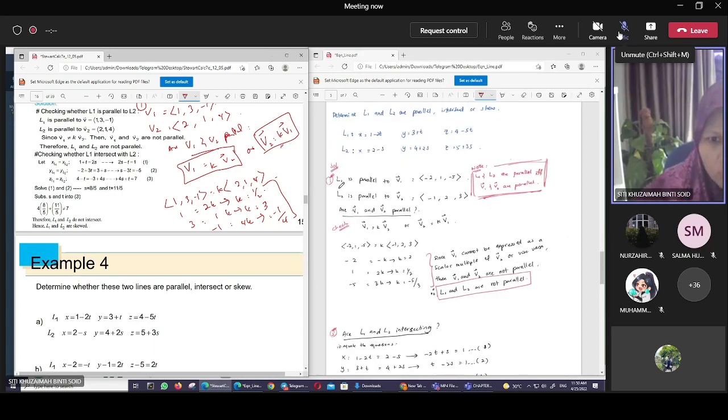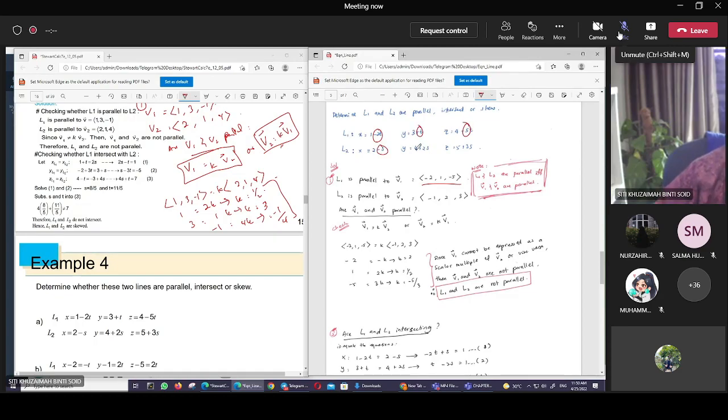The same goes for this one, to check parallel. We write down the V here, take out these two, check the scalar multiple, and they are not the same, then we say the same thing. Okay, V1 and V2 are not parallel.